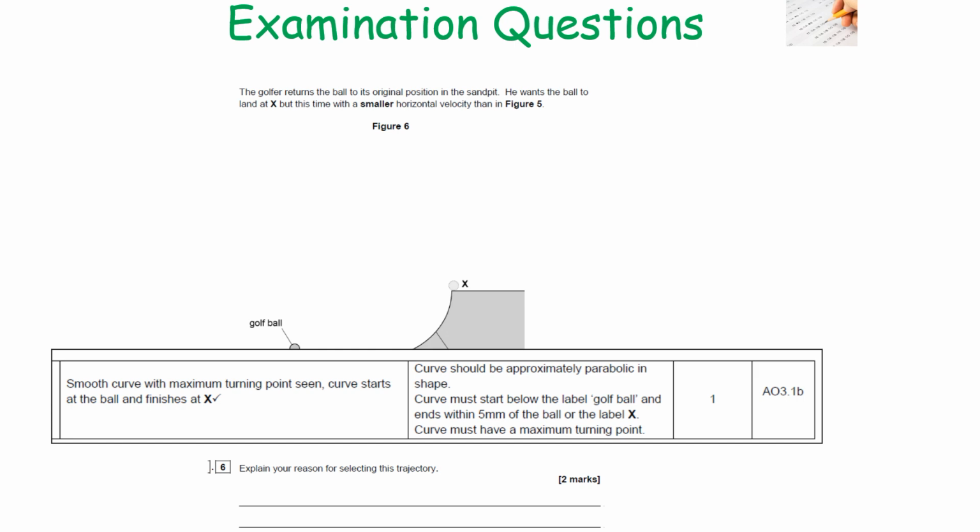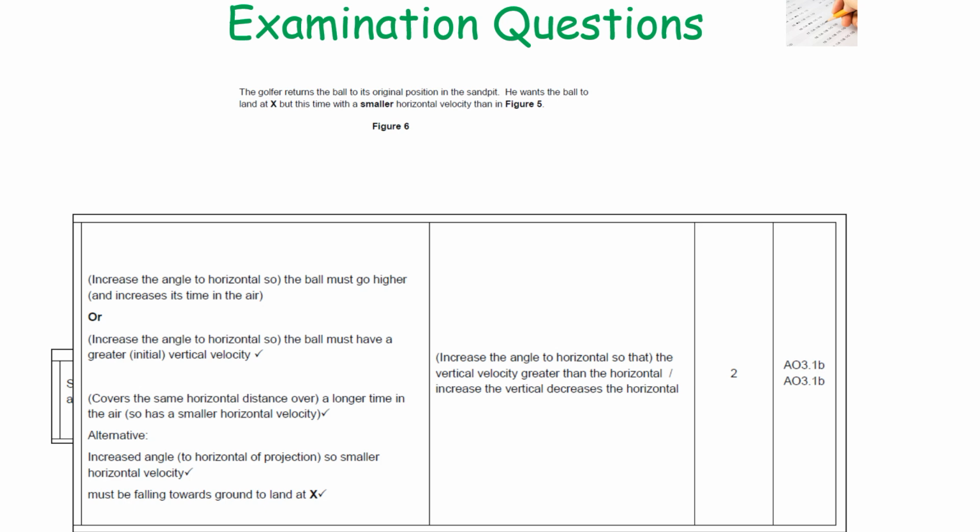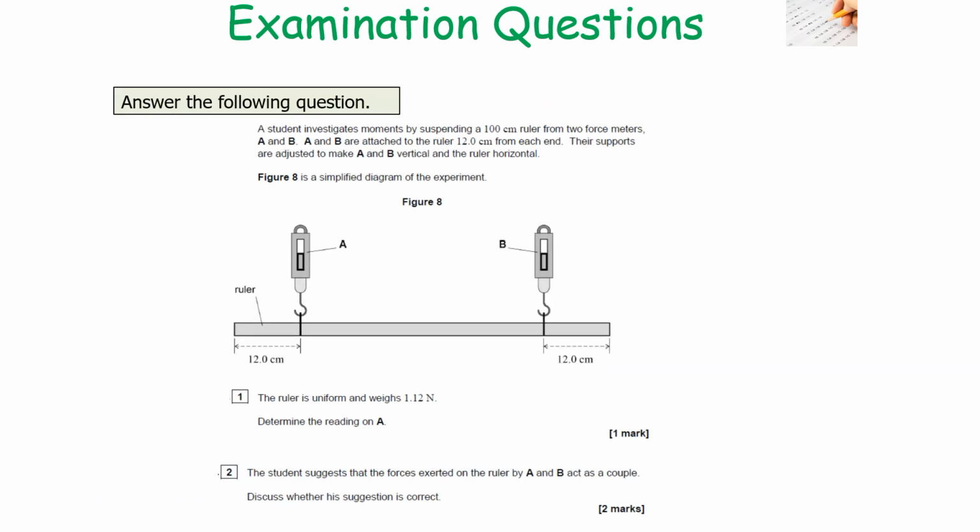Now why would you choose this particular trajectory? Well, if you increase the angle to the horizontal, the ball must go higher, so the ball must have a greater initial vertical velocity. Or you could say that therefore it'll cover the horizontal distance over a longer time, so therefore it'll have a smaller horizontal velocity, so therefore that value of v will go down. Right, let's have a look at our next question.